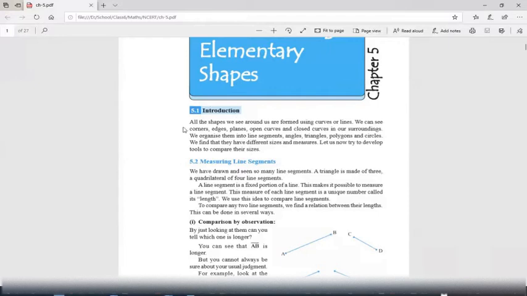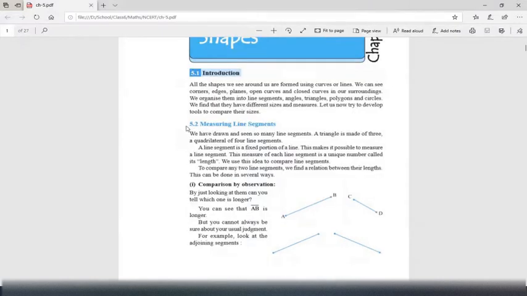The introduction says all the shapes we see around us are formed using curves or lines. We can see corners, edges, planes, open curves, and closed curves in our surroundings. We organize them into line segments, angles, triangles, polygons, and circles. We find that they have different sizes and measures. Let us now try to develop tools to compare their sizes. Good, that is absolutely fine.